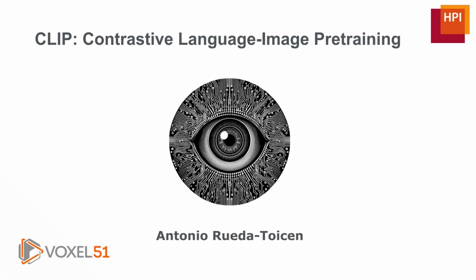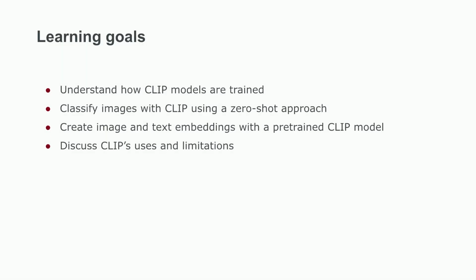Hi, in this video we'll explore CLIP, a very powerful method to connect text descriptions with images. So we're going to understand how the CLIP models are trained. We're going to classify images using them with a zero-shot approach, and we're going to create some image and text embeddings with a pre-trained CLIP model. We're also going to discuss the use cases of CLIP and its limitations.